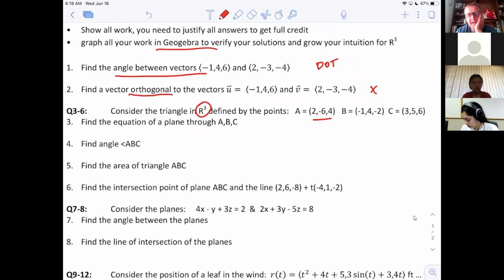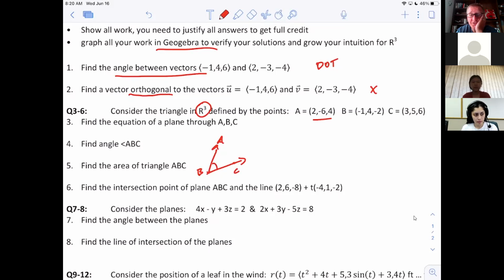Do you remember what angle ABC means? It means B is at the vertex of that. So this is A, and this is B, and this is C. I'm certainly looking for that angle right there. So you have to be careful to pick the right one. And then could you find the area of that triangle? That's a rather interesting question.